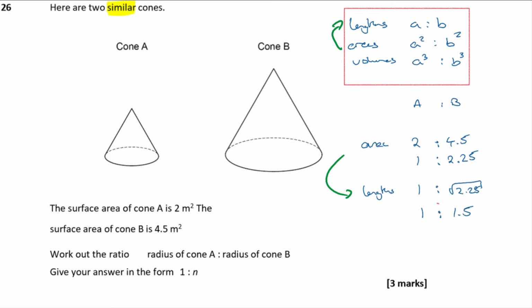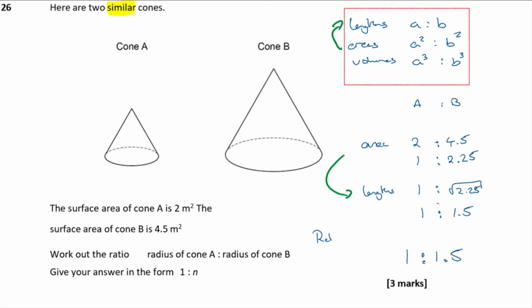Now this ratio applies to all lengths that you can measure on this diagram. Radius is a type of length, so the radius of cone A to the radius of cone B is just going to be 1 to 1.5, because it's a length like any other length on the shapes.